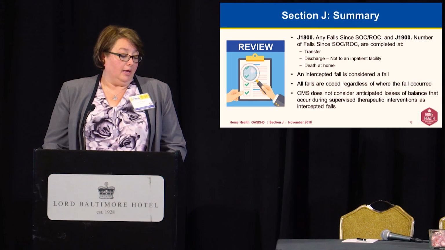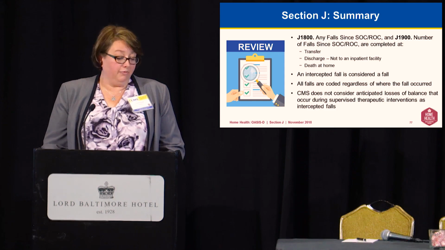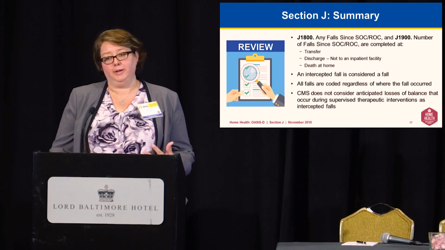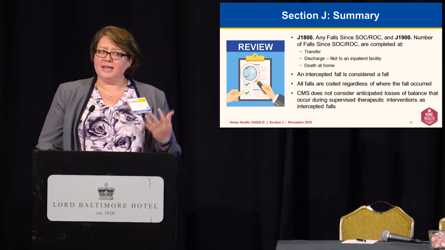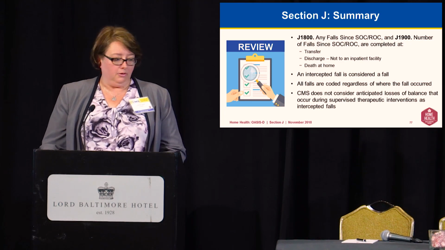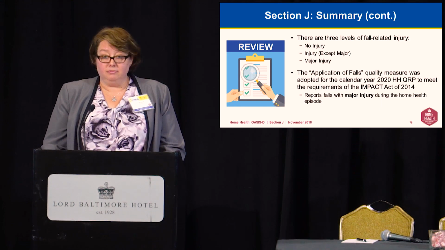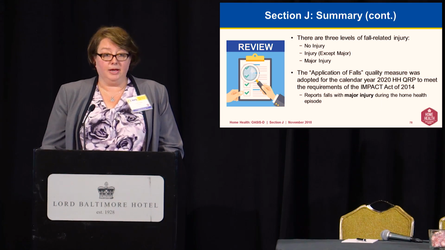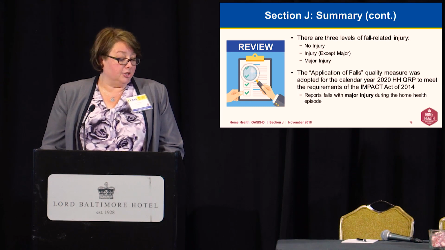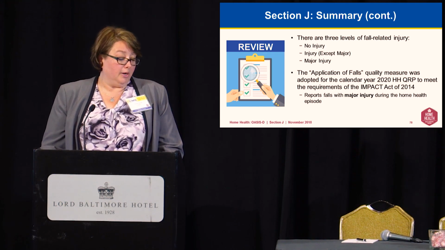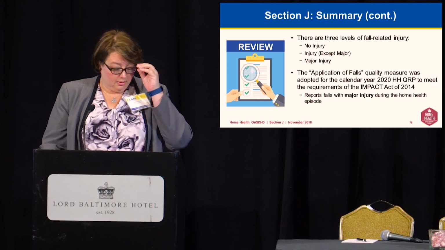CMS does not consider the anticipated loss of balance that occurs during a supervised therapeutic intervention as an intercepted fall. So we understand we're out there, we're trying to challenge our patients, we're trying to build their strength, right? So that might happen as long as we intercept that, okay, and we anticipate that. There are 3 levels of fall-related injury, right? No injury, injury except major, and major injury. And the application of falls quality measure was adopted for calendar year 2020 in the HHQRP to meet the requirements of the IMPACT Act, reporting falls with major injury during the home health episode.